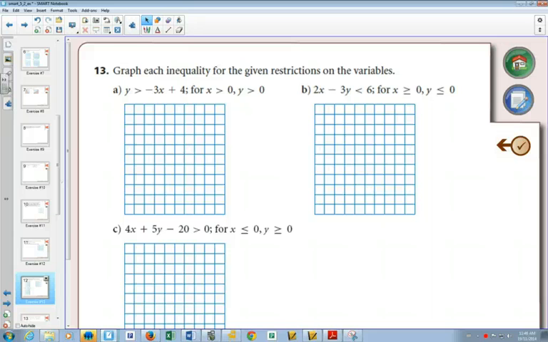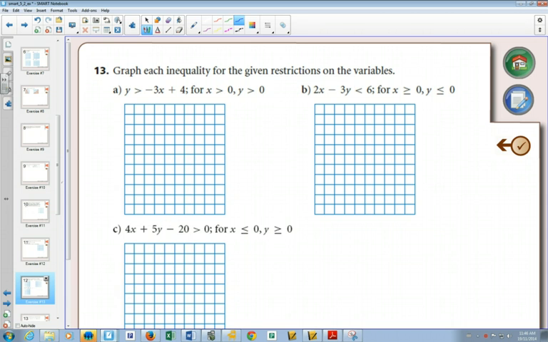Let's just do 13. Let's do 13. A, B, or C? Which one do you want to do? Okay, we'll do B. For 13B.